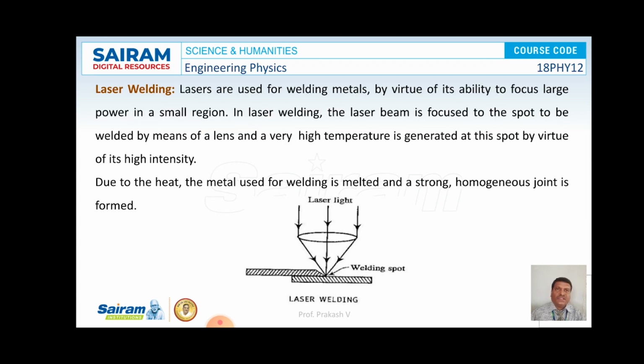In industry we make use of laser for welding metals. Lasers are used for welding metals by virtue of their ability to focus large power in a small region. In laser welding, the laser beam is focused to the spot to be welded by means of a lens, and a very high temperature is generated at the spot by virtue of its high intensity. Due to the heat, the metal is melted and a strong homogeneous joint is formed. This is the schematic diagram of laser welding, that's what you can see in this picture.